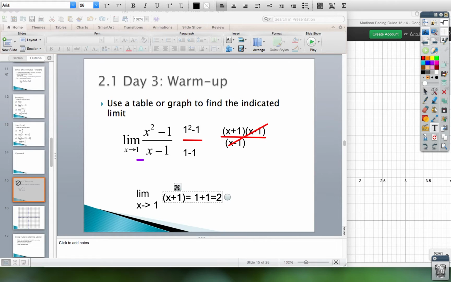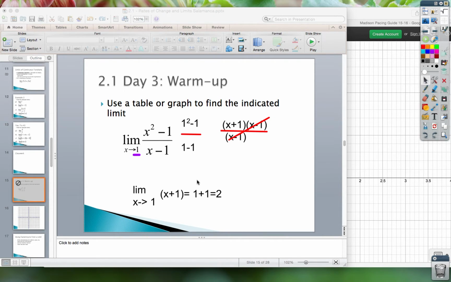So keep in mind, our first attempt is to substitute that value in to see if that'll work out nicely. If it doesn't, if it gives us something that's undefined, then you're going to want to go ahead and factor, cancel, and then resubstitute it.